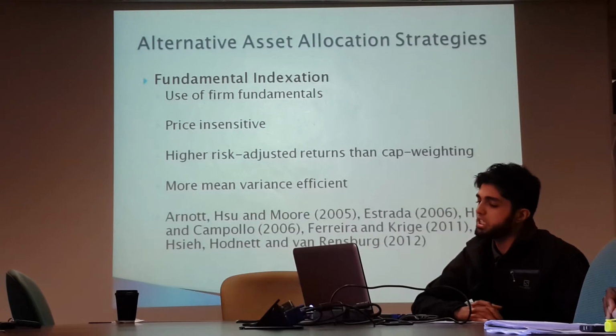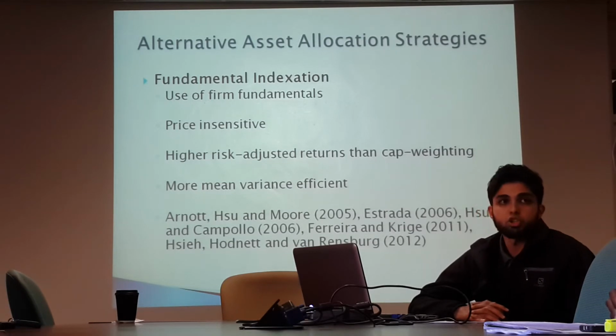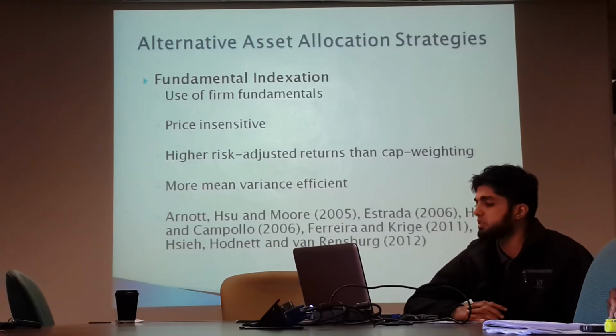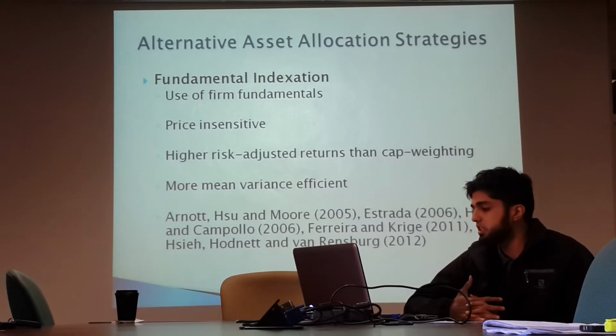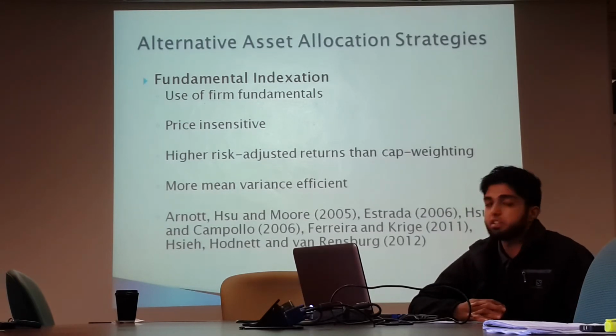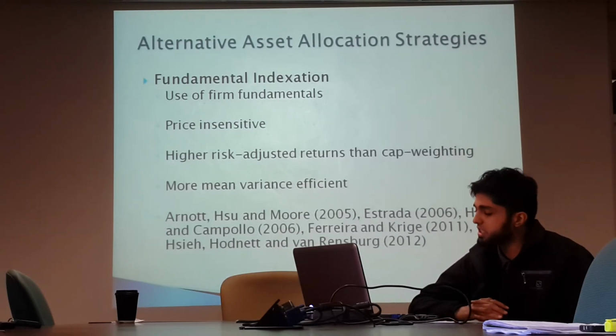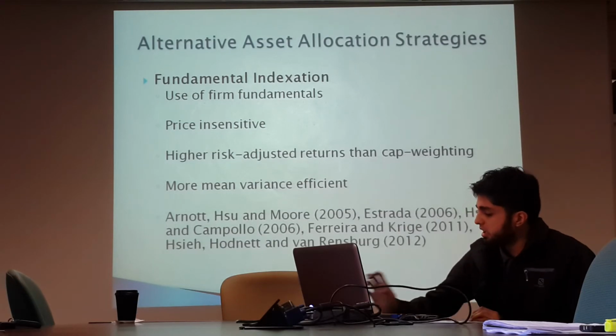Some of the evidence on fundamental indexes, well, the proponent was initially Arnott, Hsu and Moore 2005 in the US market on the S&P 500. Estrada and Hsu and Campolo show evidence of higher mean variance efficiency of fundamentally weighted indices in global markets. Ferreira and Krieger in the South African market, as well as Shea, Hodnett and Van Rensburg in global equity markets by adopting the Dow Jones Sector Titans Composite Index.